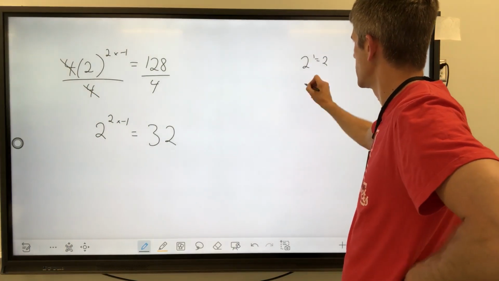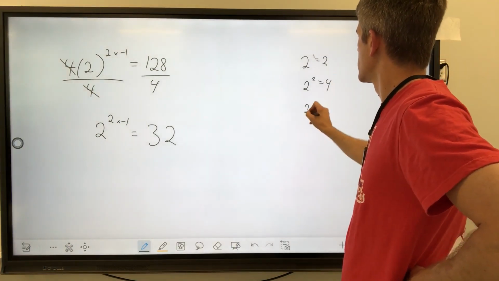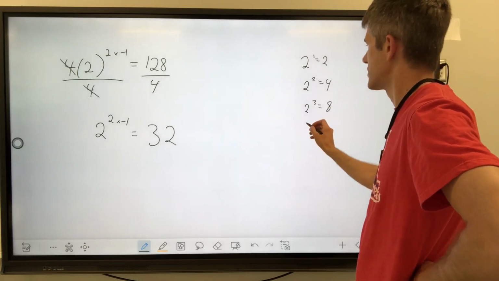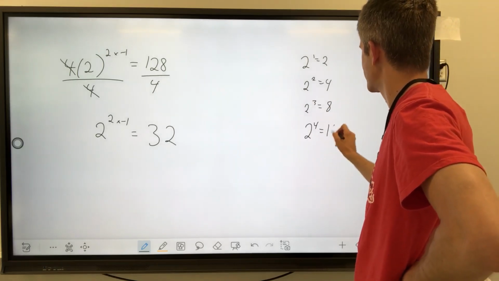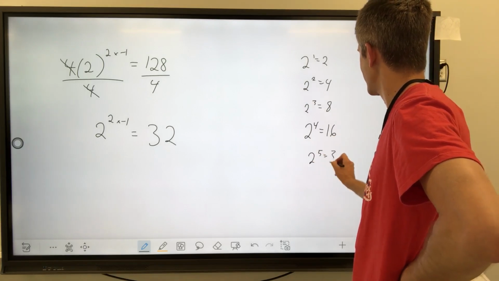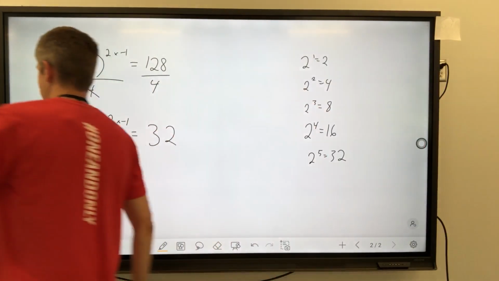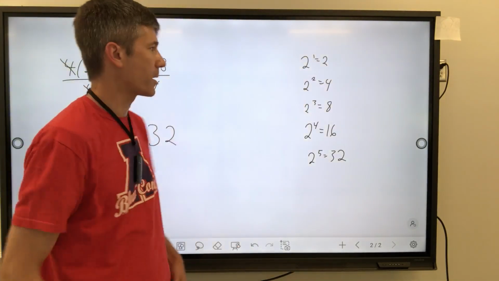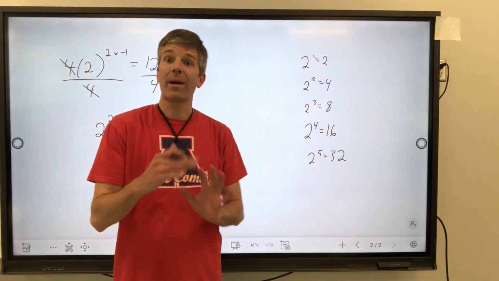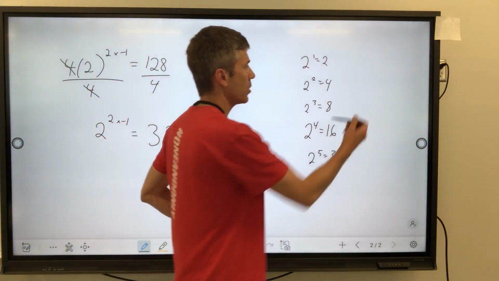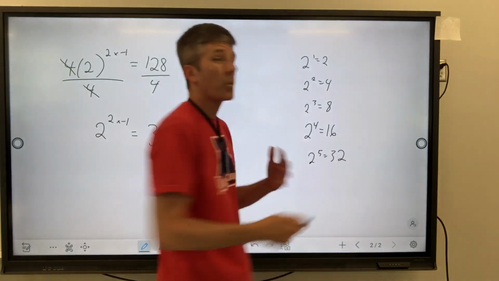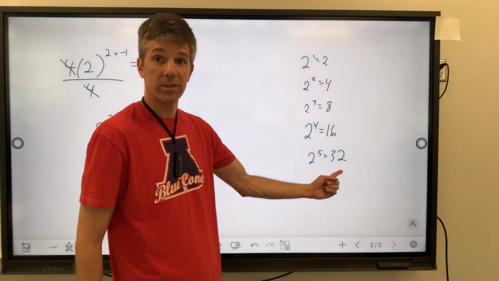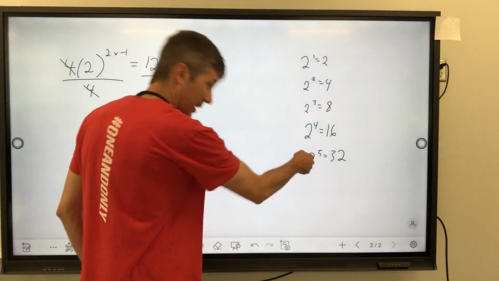2 to the 1 is 2, 2 to the 2 is 4, 2 to the 3 is 8. Wow, I paused way too long on that. 2 to the 4 is 16. 2 to the 5 is 32. My mind was elsewhere. Instead of doing 2 to the 3rd in my head, which should be automatic for me, I was comparing it to the way we've done this previously, when we would say, oh, well, the number's in between this and this. Well, in this case, the number's not between anything. It is one of those values, right? So 32 is 2 to the 5th.